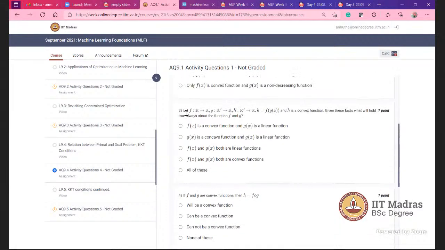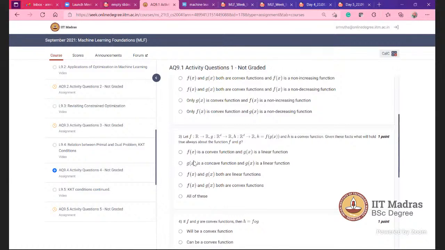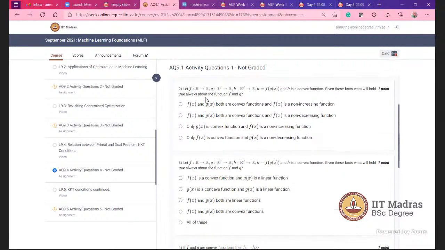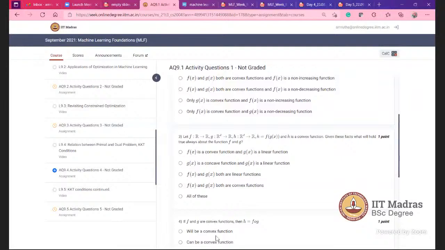Right, ma'am? There were two conditions. For the third question, ma'am, Abhinandan, you're talking about the third question. There were two conditions for compositions to be convex. These are the two questions. Second question, third question. He was asking about the fourth question. If F and G are convex, then the composition F of G.